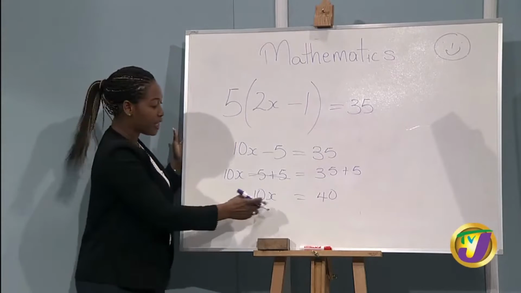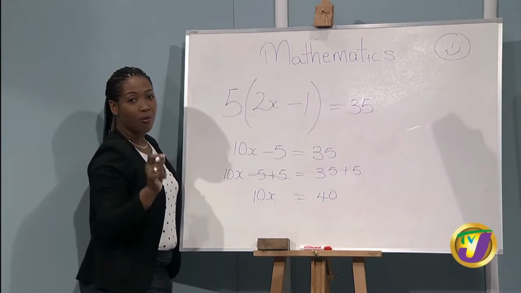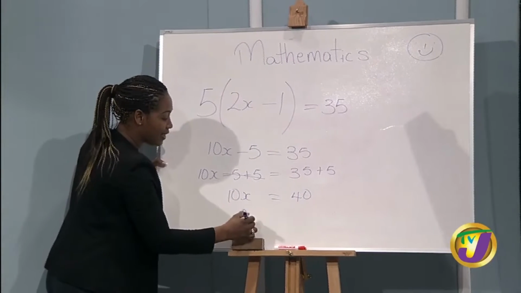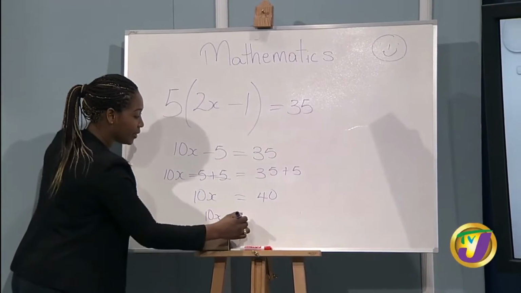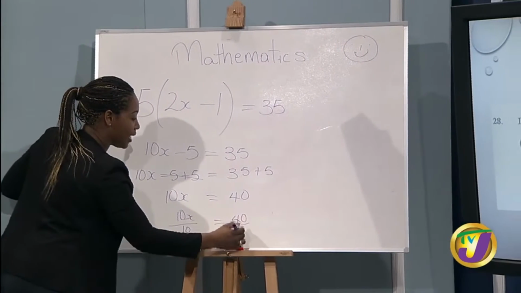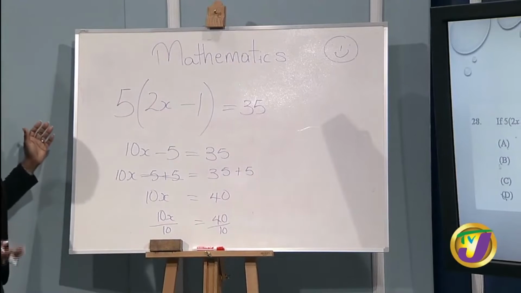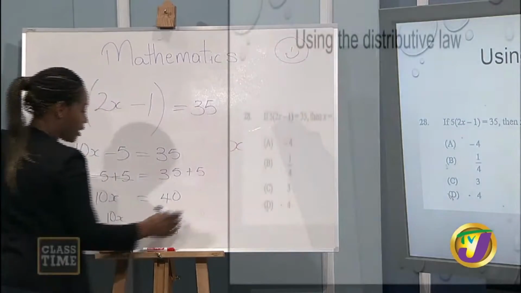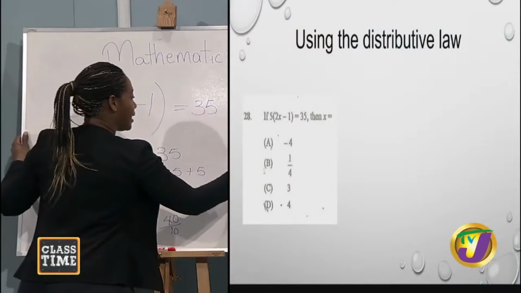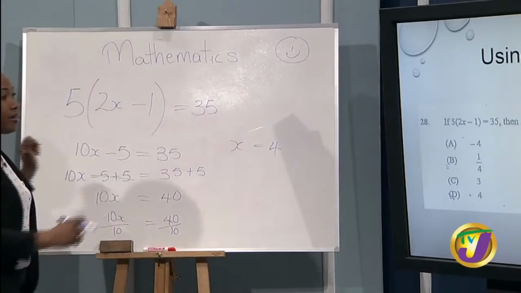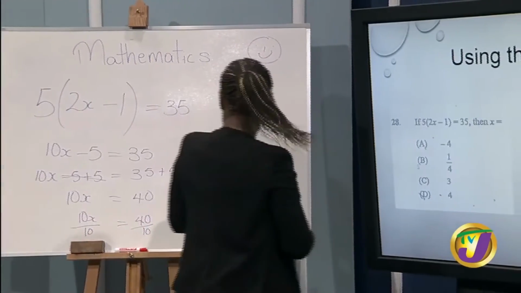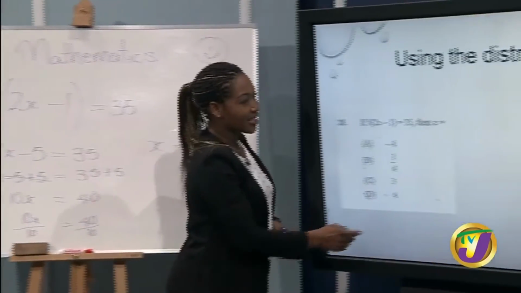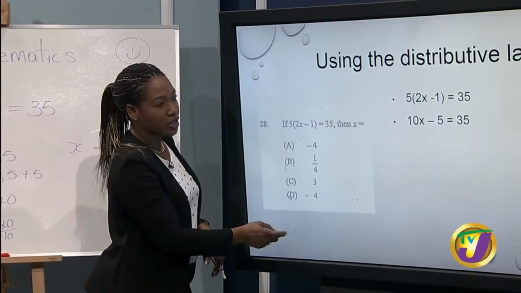What is happening to the variable here? It's been multiplied by 10. What is the opposite of multiplication? Division. So let's undo that multiplication by dividing 10x by 10. I said it already, but I'll say it again. You must carry out the same operation on both sides of your equation. 10 divided into 10x gives me x. 40 divided by 10 gives me 4. So as you can see, we pretty much did this on the board.